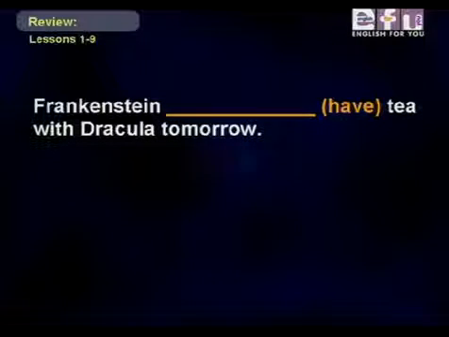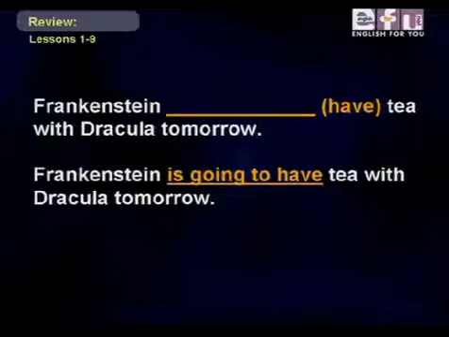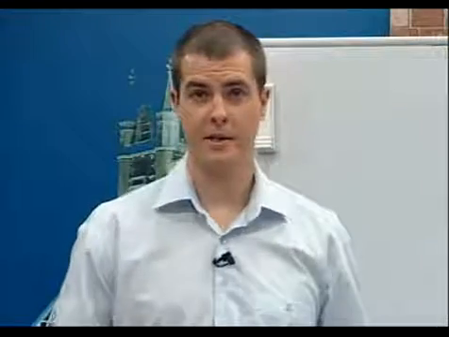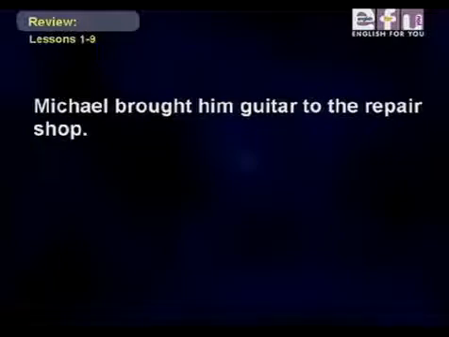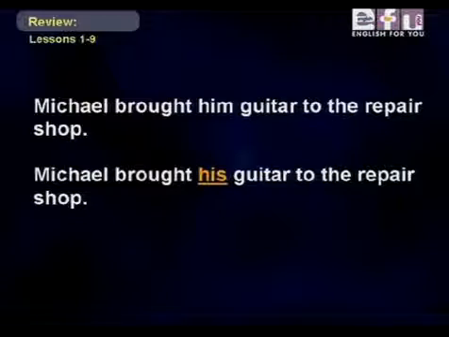And Lewis, one for you. Frankenstein have tea with Dracula tomorrow. Frankenstein is going to have tea with Dracula tomorrow. Great. Frankenstein is going to have tea with Dracula tomorrow. Thank you all. Let's do an exercise using pronouns. And this time you can correct the errors in the following sentences. Lewis, you go first. Michael brought him guitar to the repair shop. It's very hard. Michael brought his guitar to the repair shop. Good. Michael brought his guitar to the repair shop.